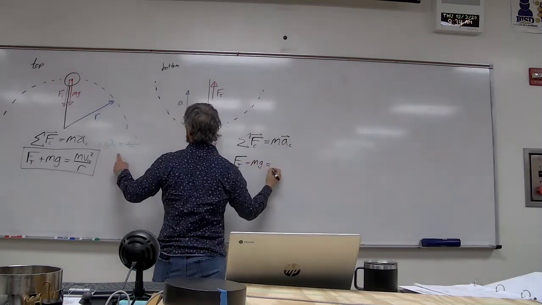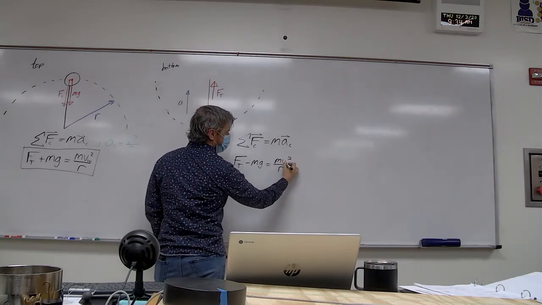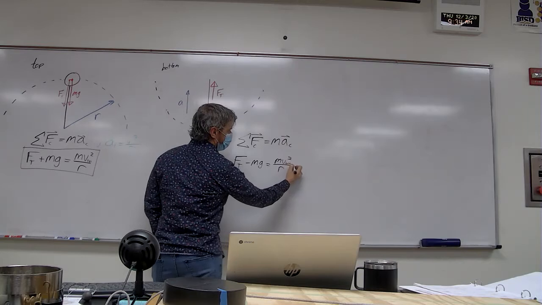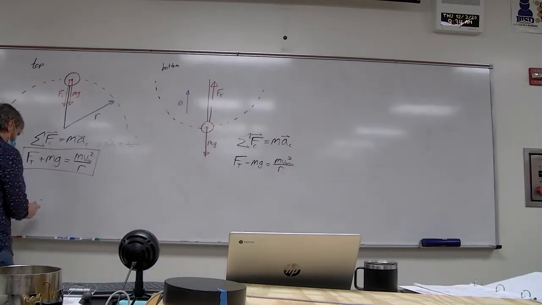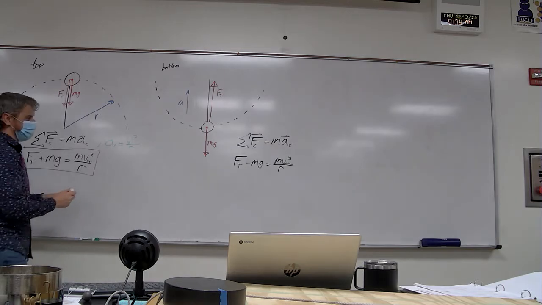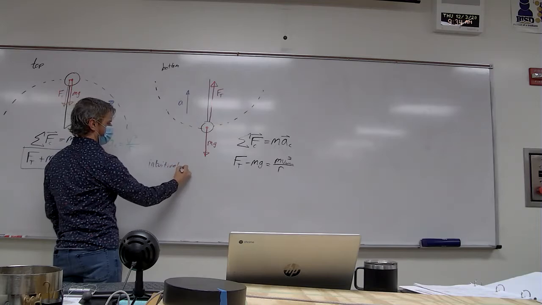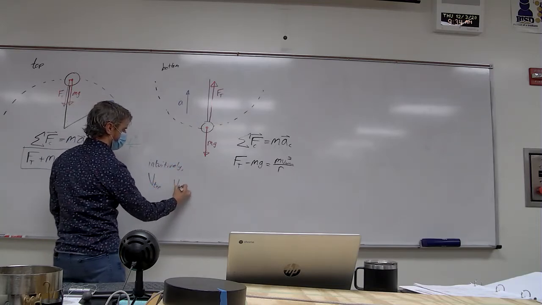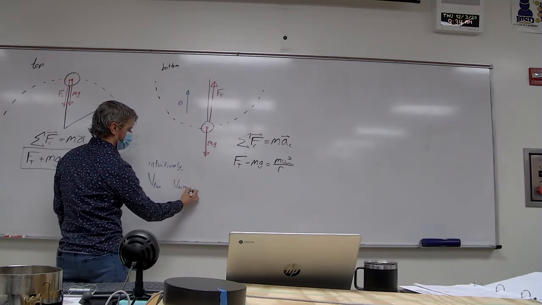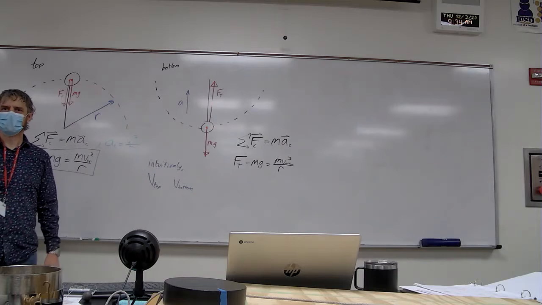And then I make this substitution again. mv squared over r. This is the speed at the bottom. Now hopefully, intuitively, the speed at the top is what? Larger than or smaller than the speed at the bottom? Smaller.